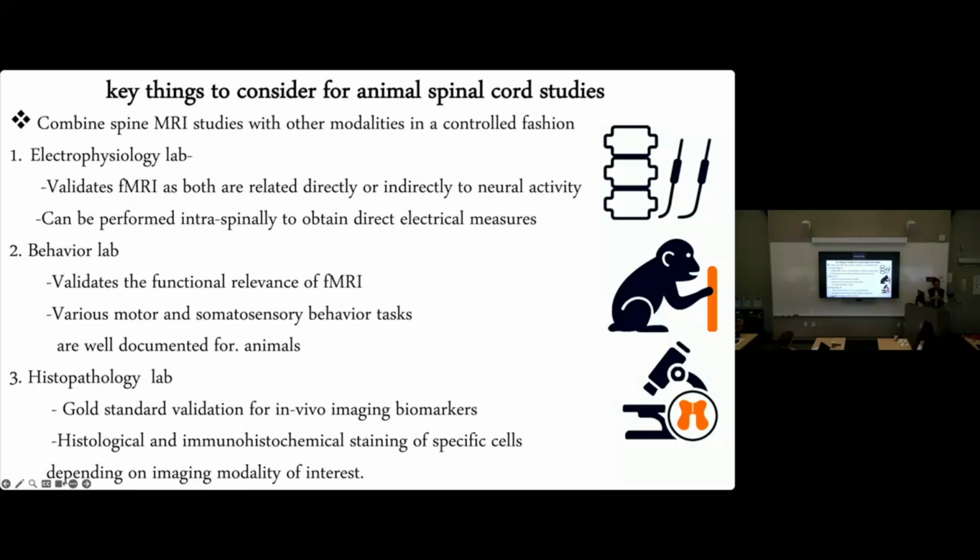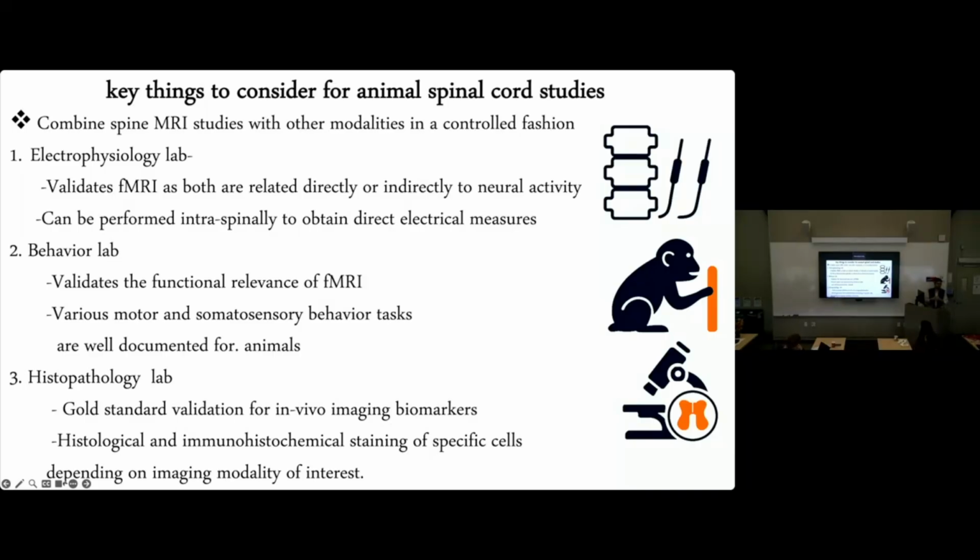Some of the key things that I would like to mention for setting up animal spinal cord study labs is to combine the spinal cord MRI with an electrophysiology lab, because electrophysiology often validates fMRI, as both are related directly or indirectly to neural activity. I mean, electrophysiology is directly related to neural activity, and we can perform intraspinal recordings also in animal models.